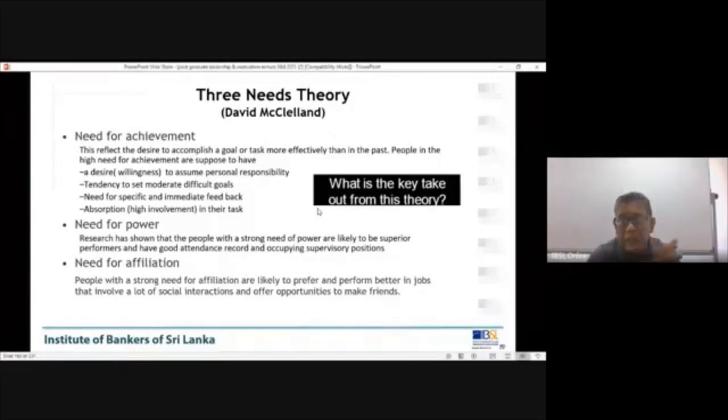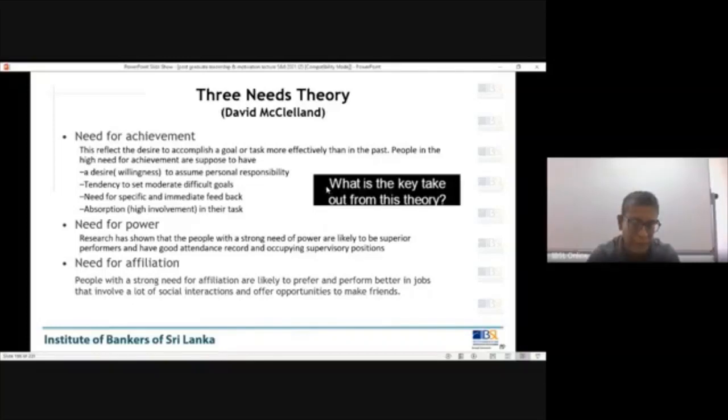Now, there are some employees working in an organization who are willing to work. Okay, now let's look at the second type of need. Research has shown that people with a strong need for power are likely to be superior performers, have a good attendance record, and occupy supervisory positions. Some people need power, and they use this power to motivate employees.